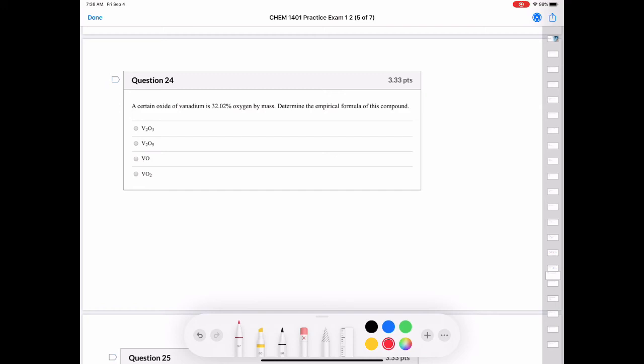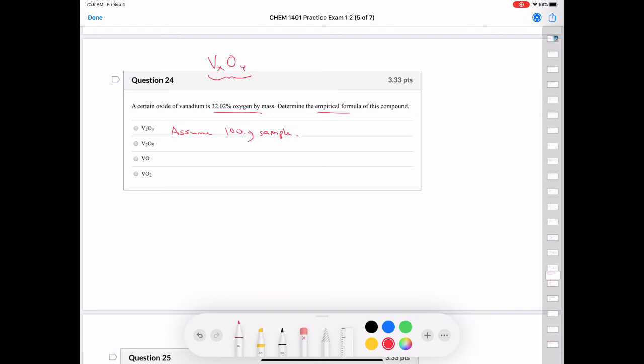Well, we know the compound is made out of vanadium and oxygen, and what we're trying to do is figure out an empirical formula, so figure out the relationship between the number of moles of vanadium and the number of moles of oxygen in our compound. Now we're given that we have a certain oxide and it's 32.02% oxygen by mass, so what we should do is assume that we have a 100 gram sample of the entire compound.